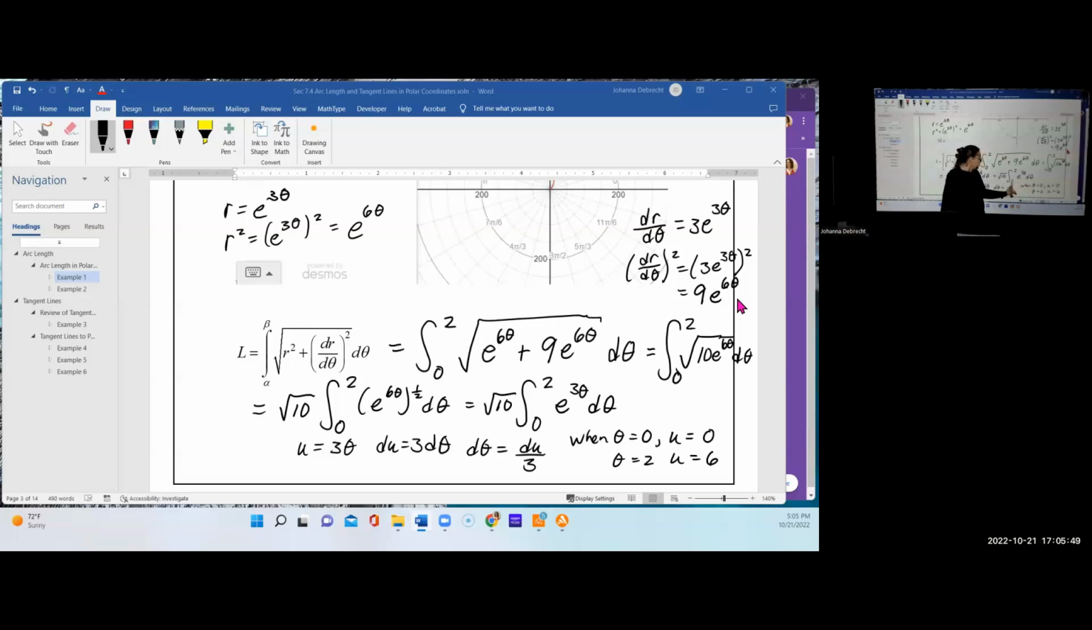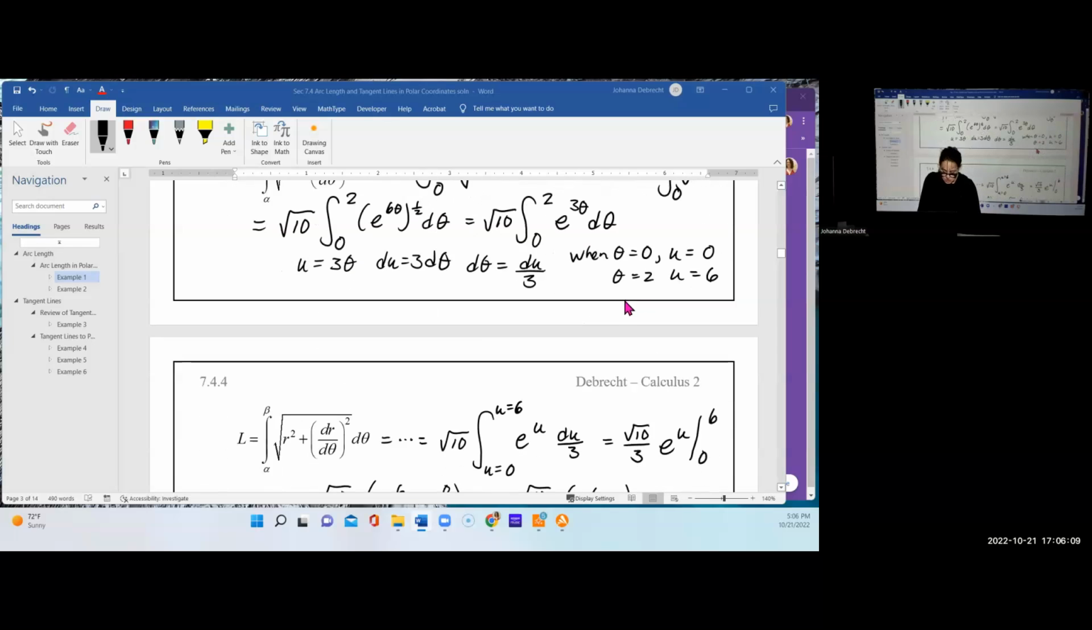When theta is 0, the lower limit of integration, u, which is 3 times theta, becomes 3 times 0, so it's still 0. And when theta equals 2, the upper limit of integration, 3 times 2 gives me 6. So I did a complete change of variables. I did a u substitution, and this gave me radical 10 from u equals 0 to u equals 6. I don't need to write the u equals, but I did that for you just to make it clear that I'm switching these limits of integration from theta values to u values.